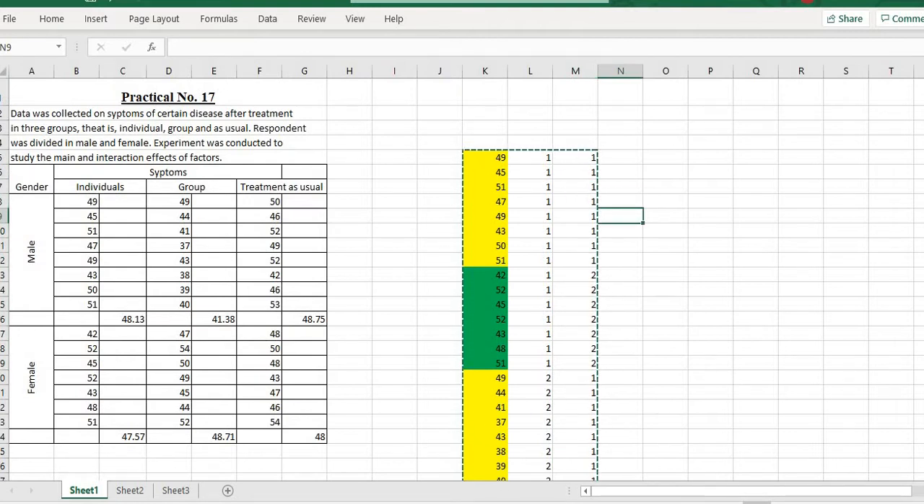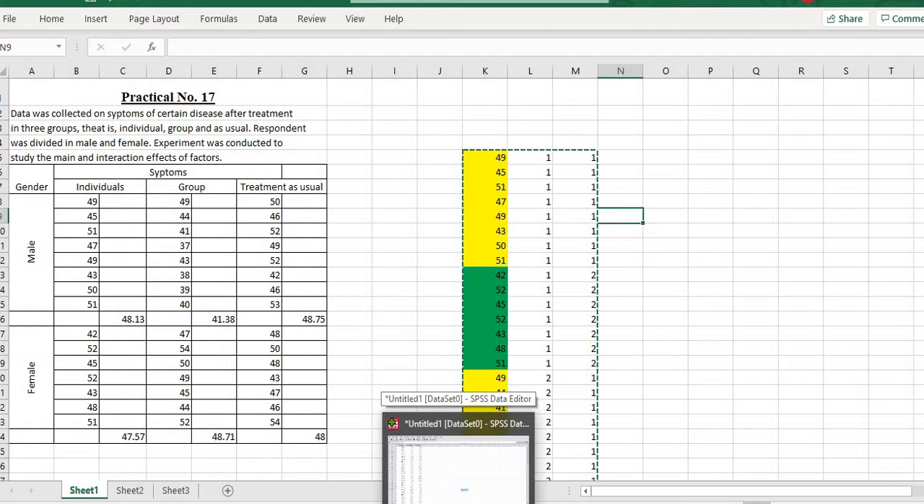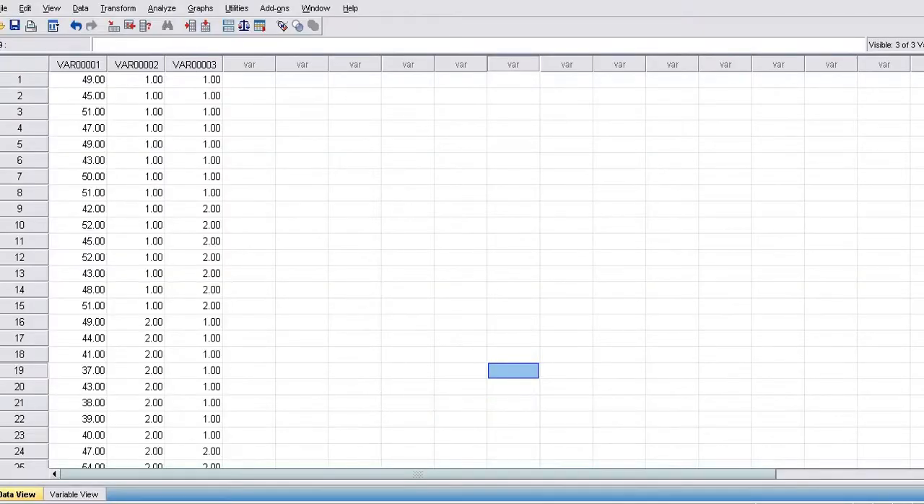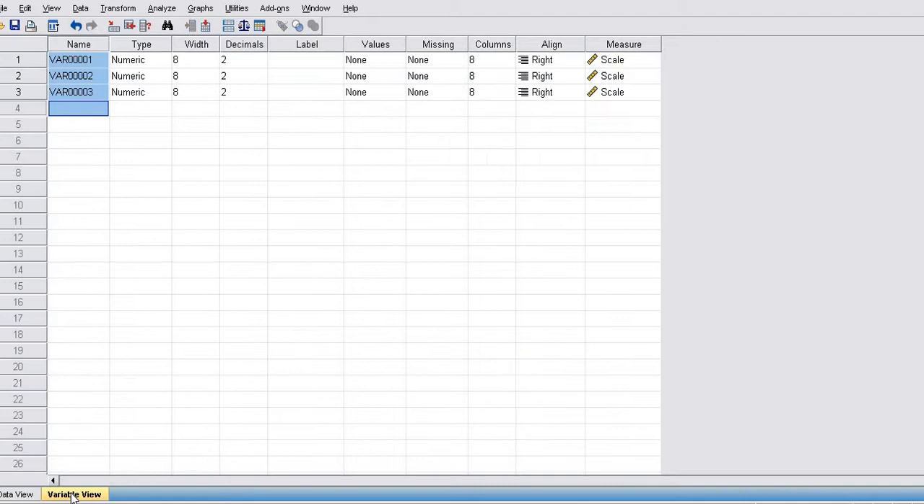The observations have been copied from here to this SPSS data sheet. Now I will label the variables in the variable view. This is the symptoms variable, that is the dependent variable.